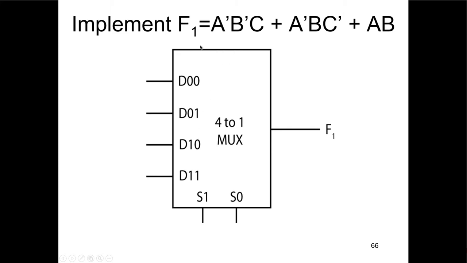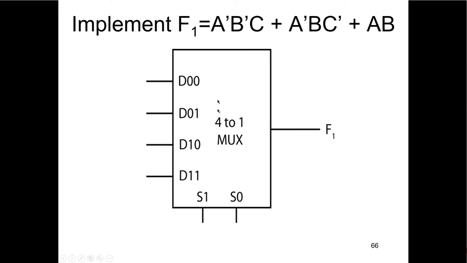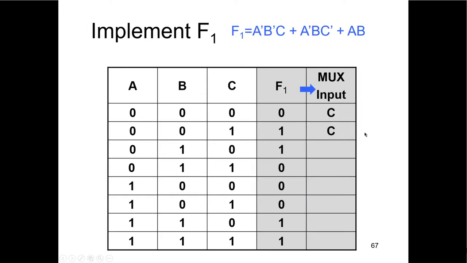So if you want to implement A prime B prime C plus A prime B C prime plus AB, what we just looked at, here's how you do it. Remember, you can implement any three-variable problem with a 4-to-1 mux. So you divide your truth table up into pairs of rows, and then you look and see. In this case, your output follows C.